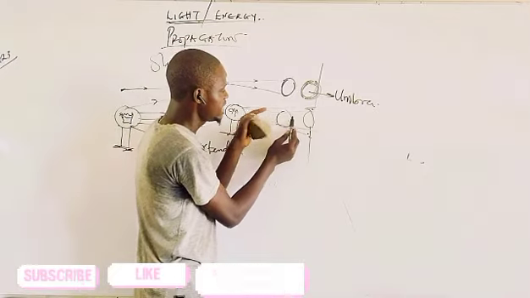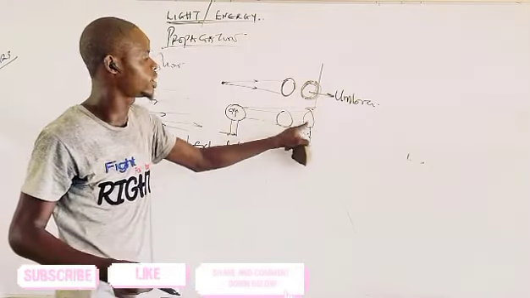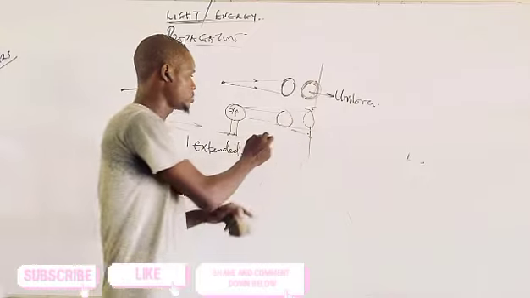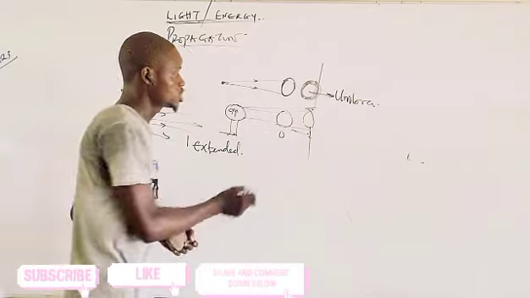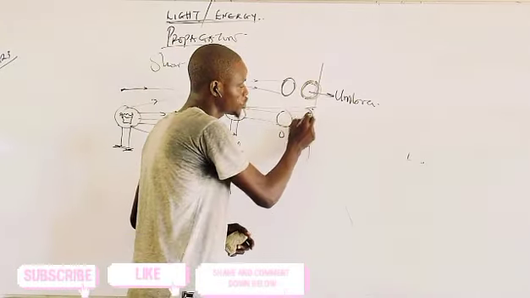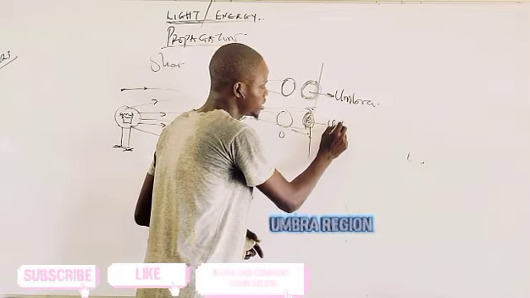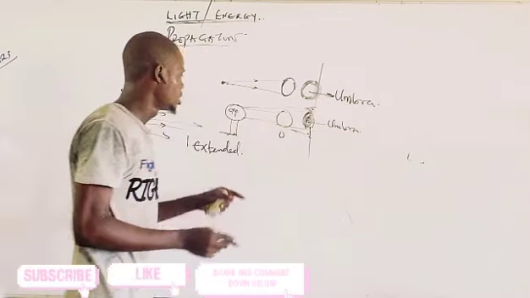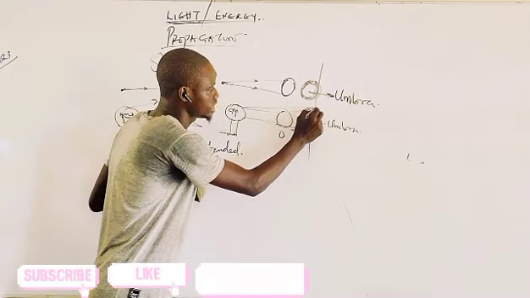This region here indicates that the light is completely blocked by the object. This is the object O. So this region that you are seeing here is a region of total darkness, which is an umbra region. The second region is these two regions that are here.